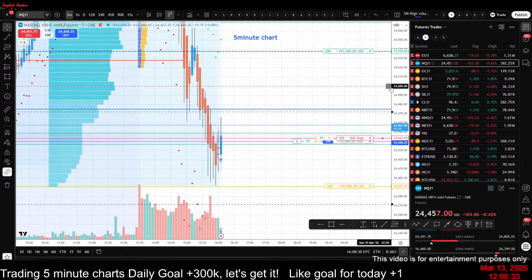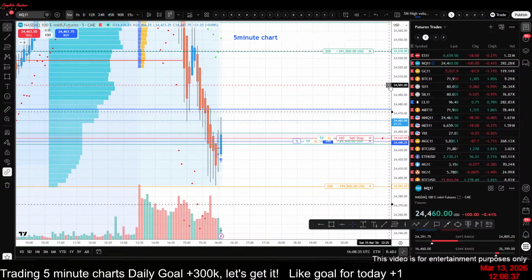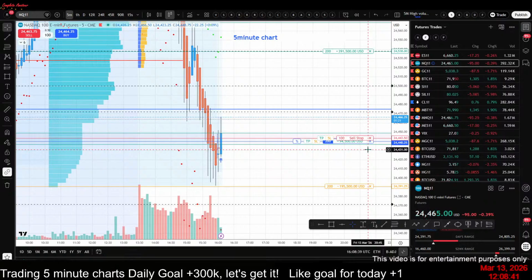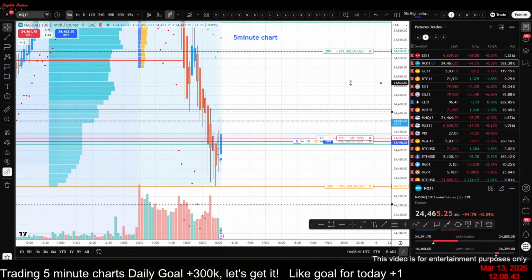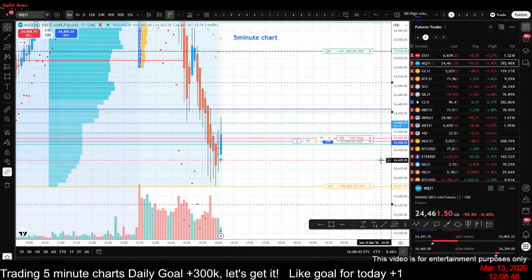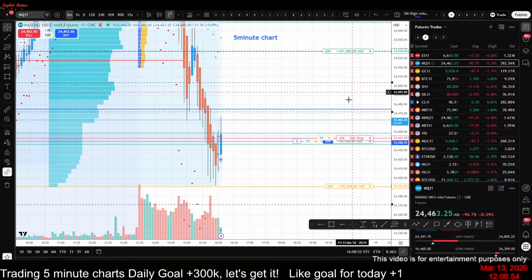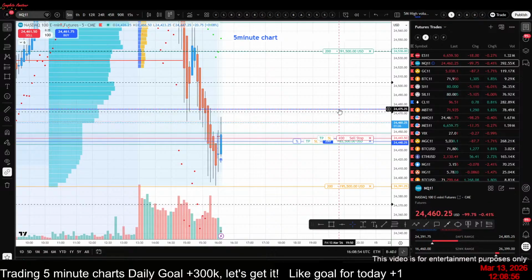It makes you think 50% would be maybe right there. Let's say right there. If we can get to 24,504, then I'll adjust this to value area low.